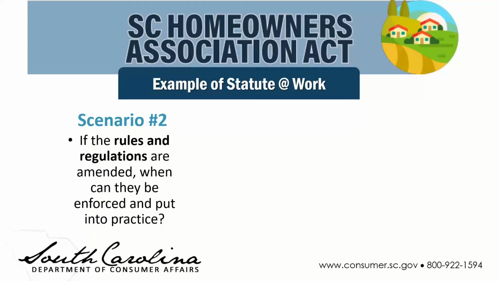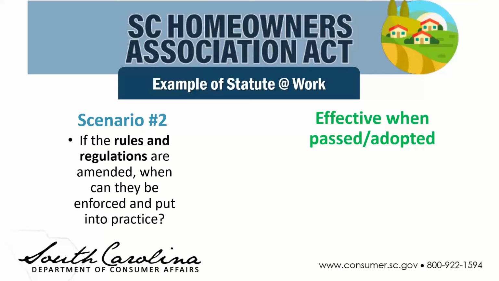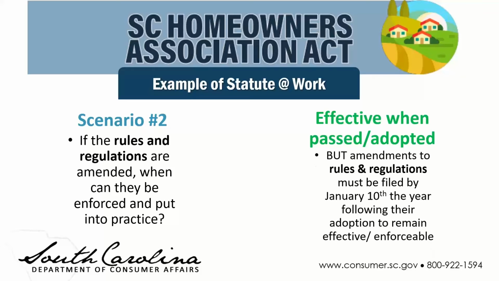So a second scenario: if the rules and regulations are amended, when can they be enforced and put into practice? They are effective when they are passed or adopted. So after the meeting where they are put in place, they are passed or adopted and they are effective. However, amendments to the rules and regulations must be filed by January 10th, the year following their adoption in order to remain effective and enforceable.